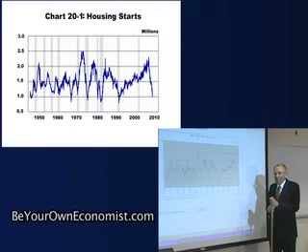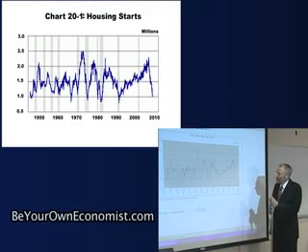Turn to chart 5.7 and take a look at housing starts. Once again, make sure you look at the data seasonally adjusted at an annual rate. It's very important.